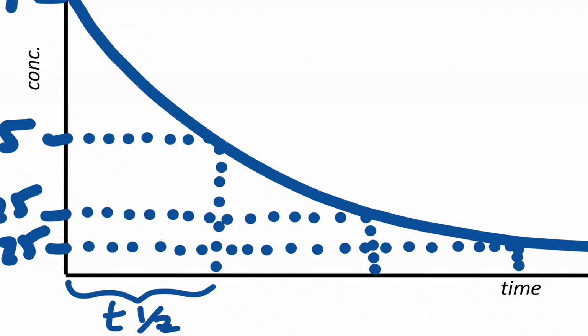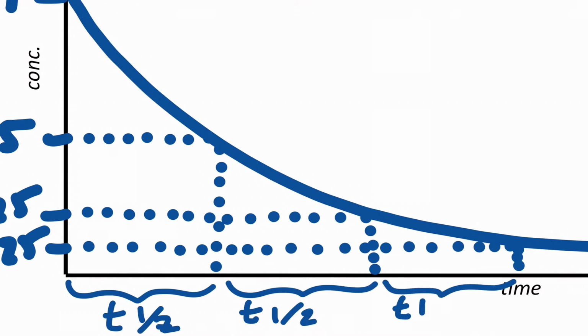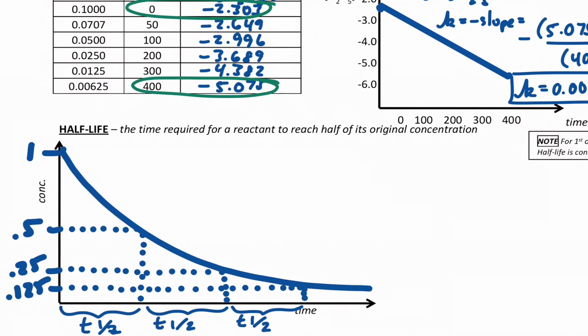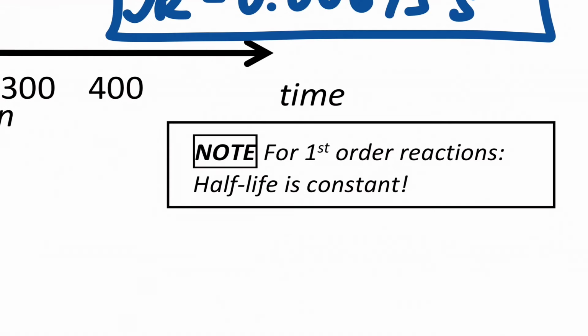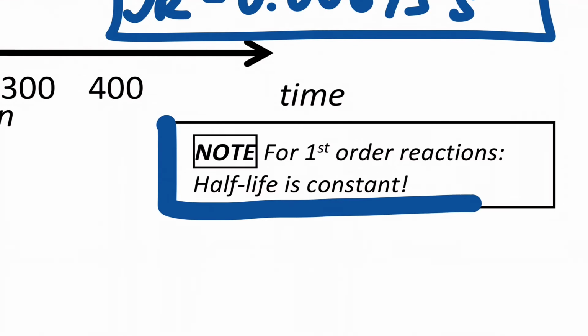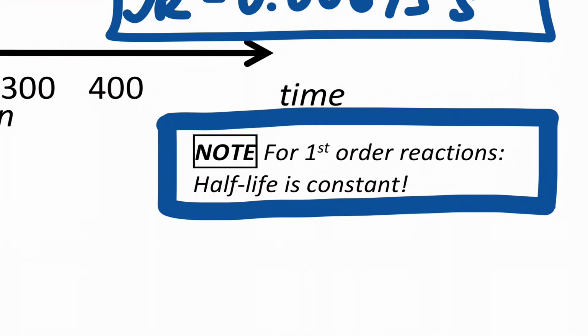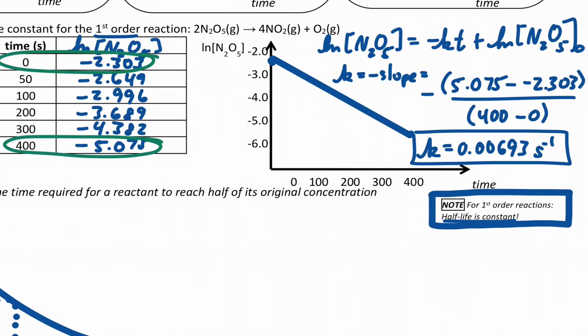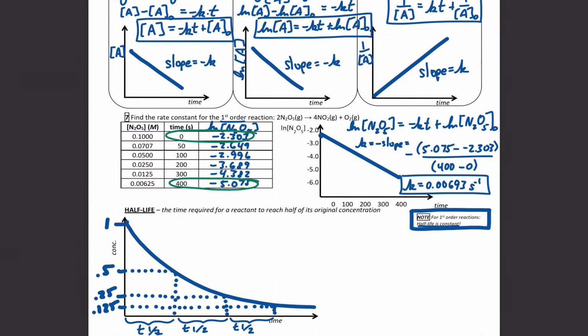It's not constant for the other orders. This is a unique property of half-lives in first orders. They are constant. In fact, I made a note of that up here. The AP asks us this all the time. The first order reactions have a constant half-life. Highlight that for yourself. And we can relate it mathematically using the integrated rate laws that we have up above.